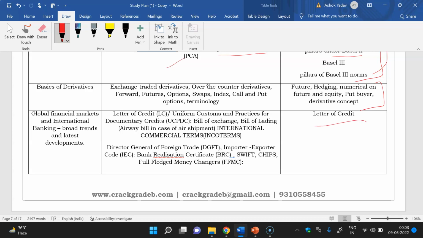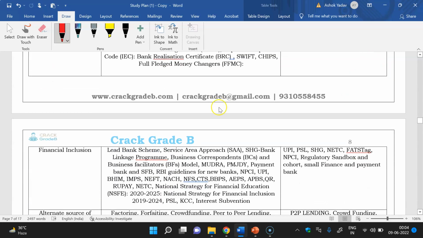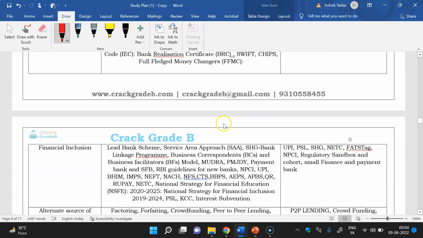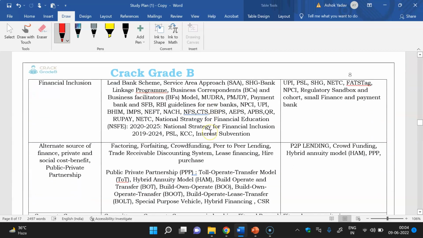Letter of credit was asked. International business and international banking was added to the syllabus only last year, so they can ask a question of one or two marks, a single question. You must know these definitions, and we will share this PDF in the Telegram channel.